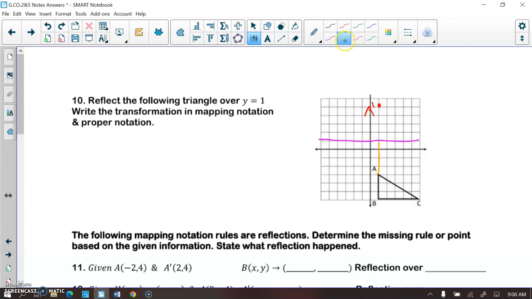B is 1, 2, 3, 4, 5, 6, 7 units away. So B prime, we're going to have to estimate. It's going to be 1, 2, 3, 4, 5, 6, 7 units away on the other side. And then C is also going to be 7 units away from the line of reflection because it's even or horizontal with point B. So C prime is going to be even with B prime up here. There is our graph.